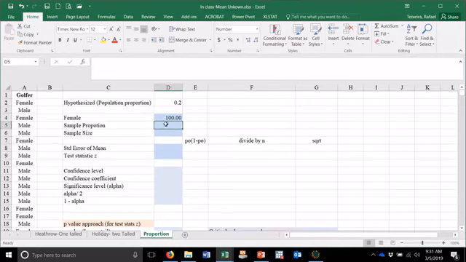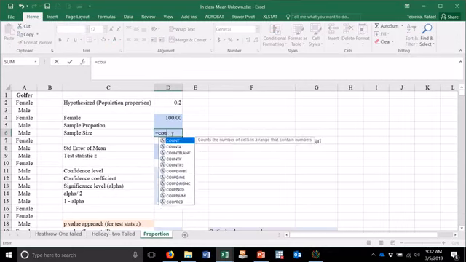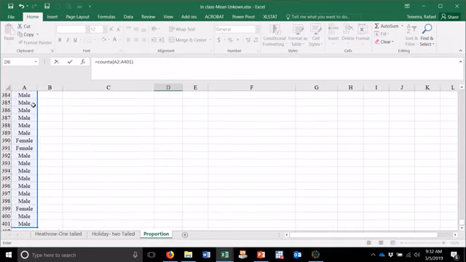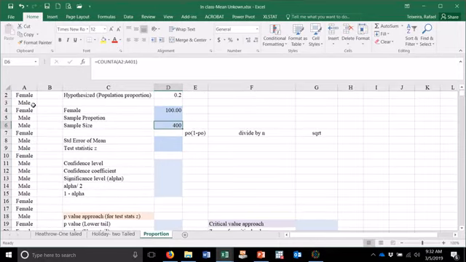I cannot come up with the sample proportion before knowing what the sample size is, so I'm going ahead and counting how many cells we have in our sample. How much is our sample size? So I'm going to type equal COUNTA. This is the function COUNTA, because we don't have numbers here, we only have words. So I have to use COUNTA, and then open parentheses, and then select the entire range of cells, and then close parentheses, and then I have 400, my sample size, and 100 females.